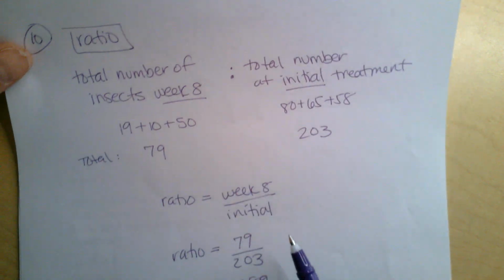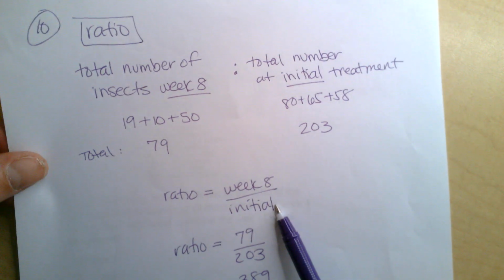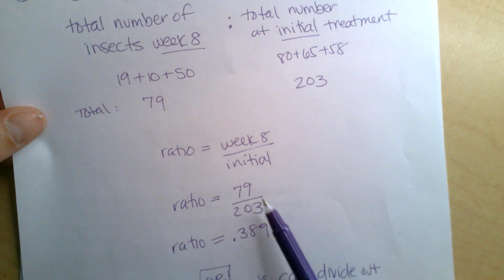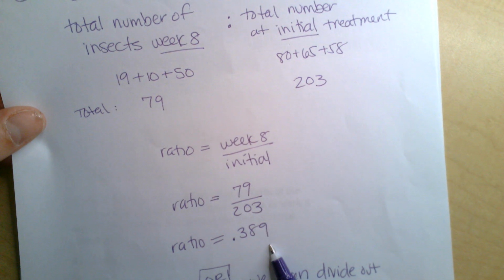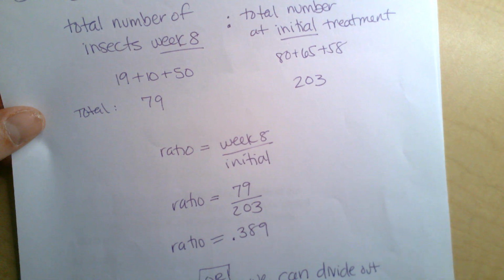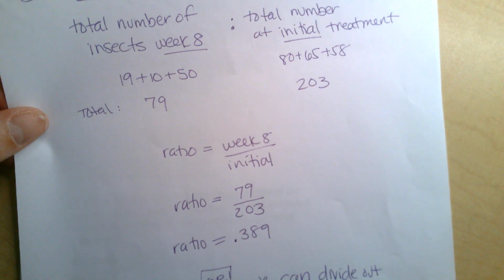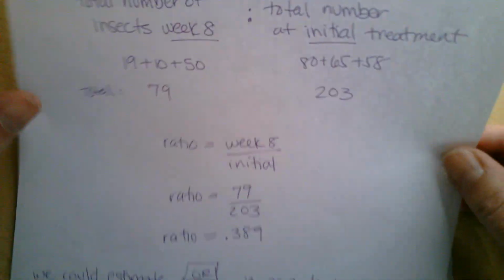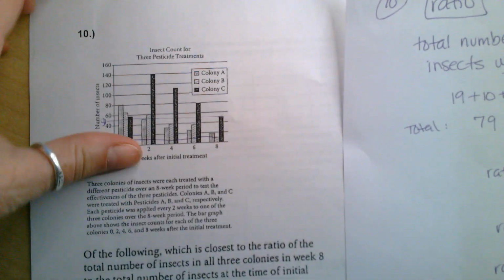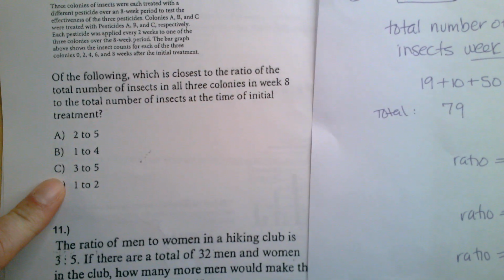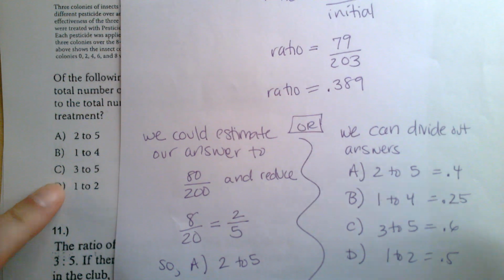And so let's set up our ratio, week 8 to the initial. So I have 79 to 203, which is 0.389. Okay, what is 0.389? Well, we could do this a couple different ways because this 0.389 is not on our answer key here. All right, so what could we do?